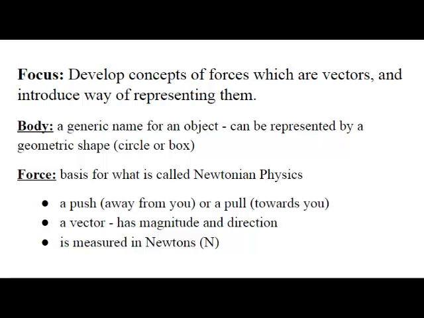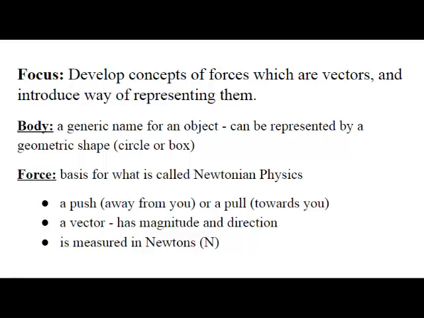By the end of this lecture, I hope that you develop a concept of what forces are, identify that they are vectors, and introduce a way of representing them. Now, first vocabulary word is the term body. Most people think of their own body, but in physics, it's a generic name for any kind of object. And we can represent bodies by a geometric shape, for example, a circle or a box, and anything can be a body, from a book on a table to Michael Jordan flying through the air.